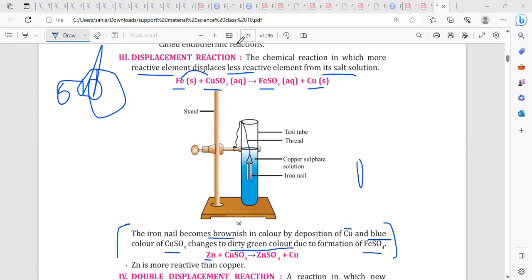Ma'am, I wrote the displacement reaction. You wrote this? Yeah. Okay.